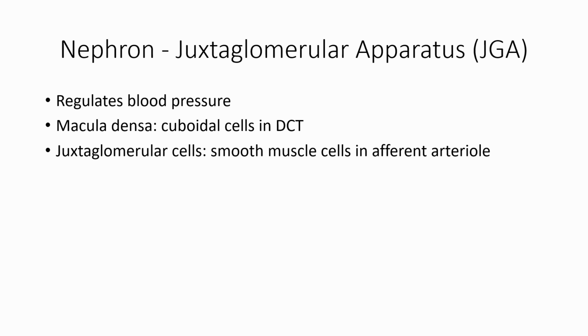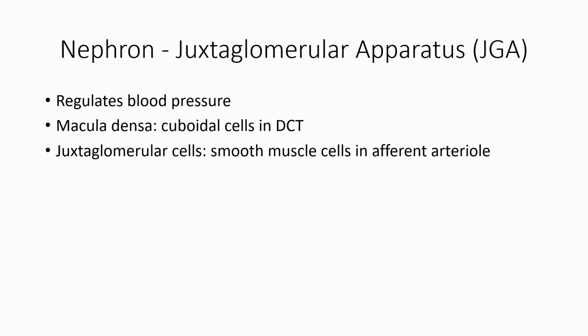Now, before we go and look at a picture, we're also going to talk about another location, because these guys are right up against each other. They're super involved with each other. And that is the juxtaglomerular apparatus, or the JGA for short. This is going to be what helps us regulate blood pressure.